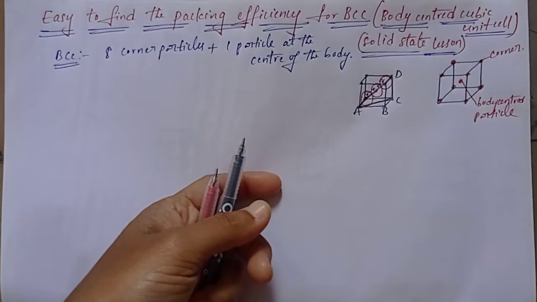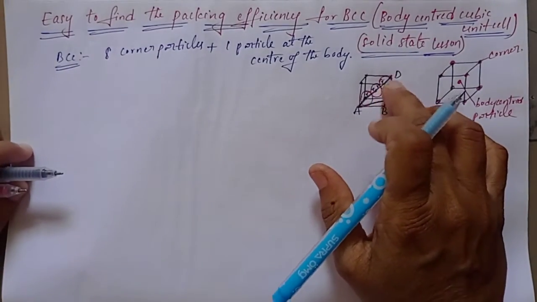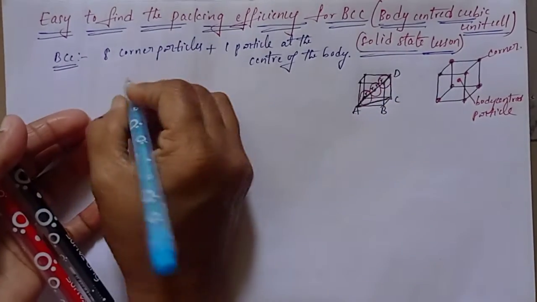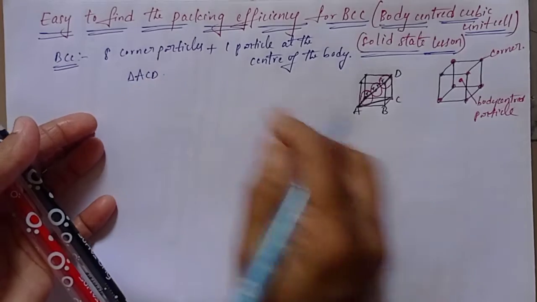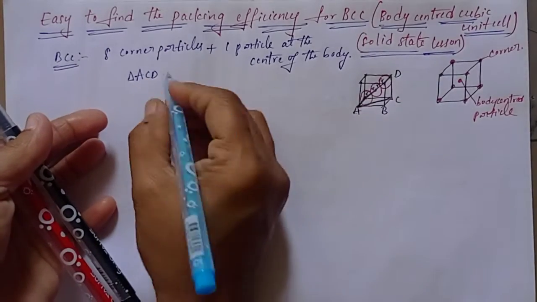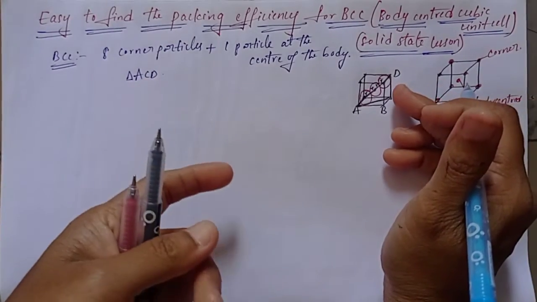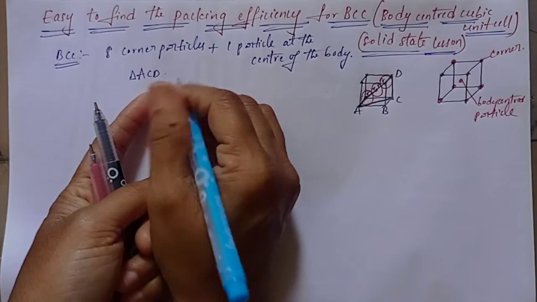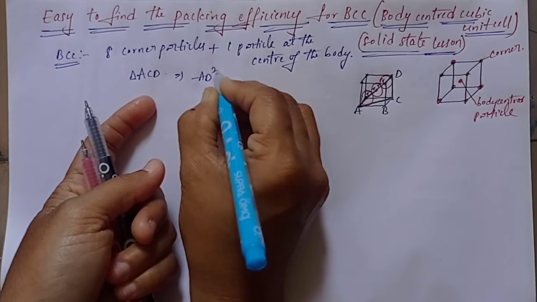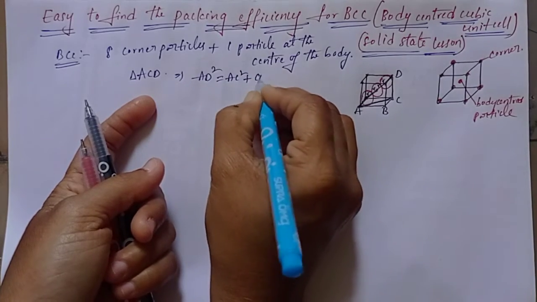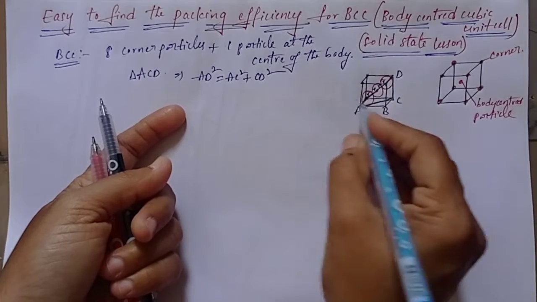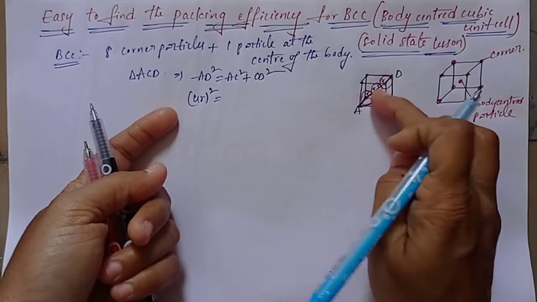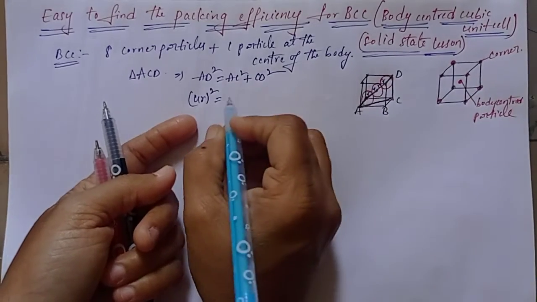Clear? So total how many radius? R plus R plus R plus R, total 4R you will get, students. First I am taking the triangle ACD. From the triangle ACD, what can we write? I want to calculate first the atomic radius. So AD square is equal to AC square plus CD square. AD value is 4R, R plus R plus R plus R, whole square: (4R) whole square.